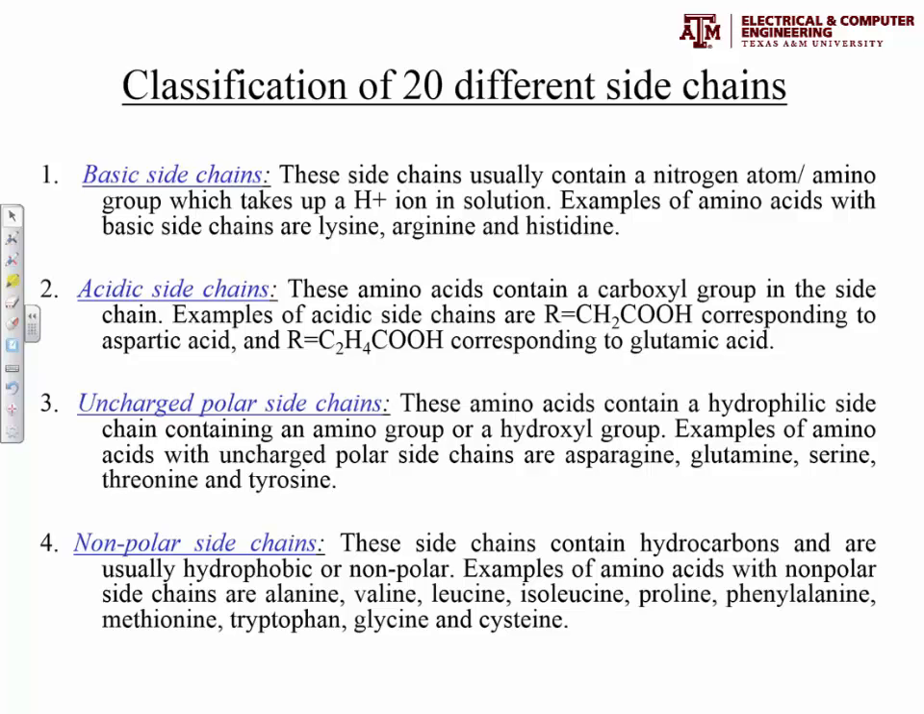Examples of amino acids with non-polar side chains are alanine, valine, leucine, isoleucine, proline, phenylalanine, methionine, tryptophan, glycine, and cysteine. And there are 20 different amino acids. I'm just going to list the structure for just one of them on the next slide. Okay? If you're interested in more structures, you can go and look at the books. Even if you type this, maybe even on the internet, it will show you the structure.